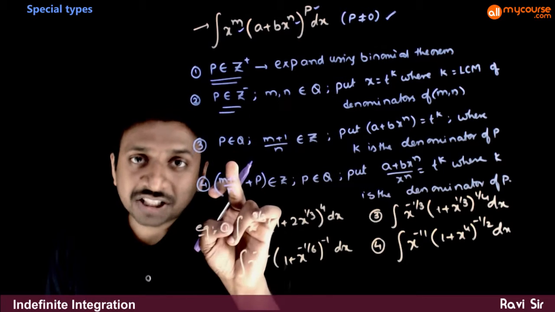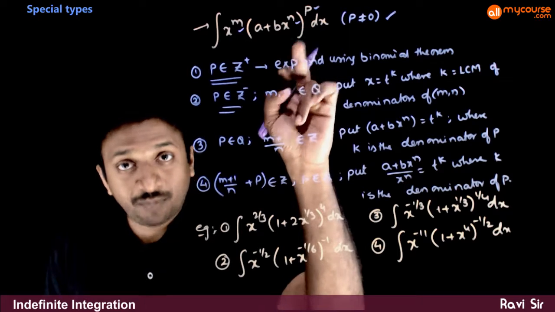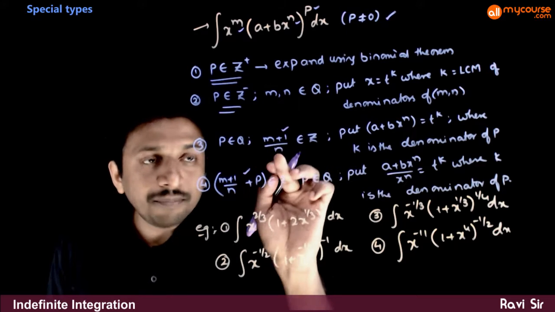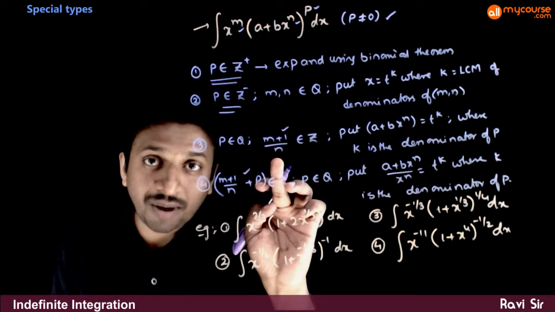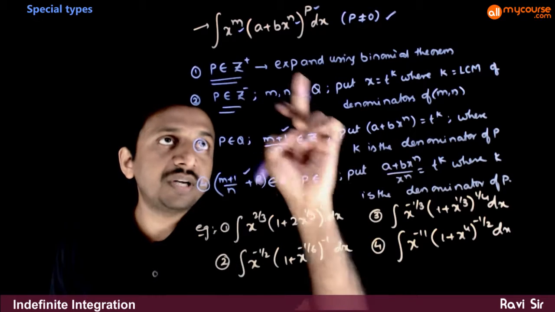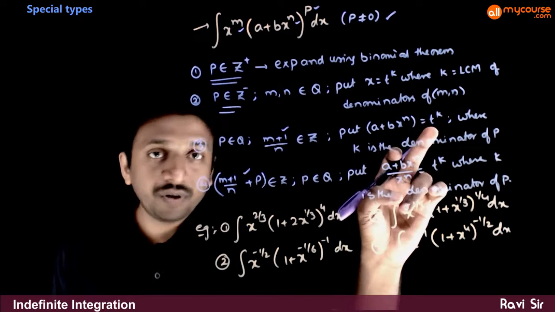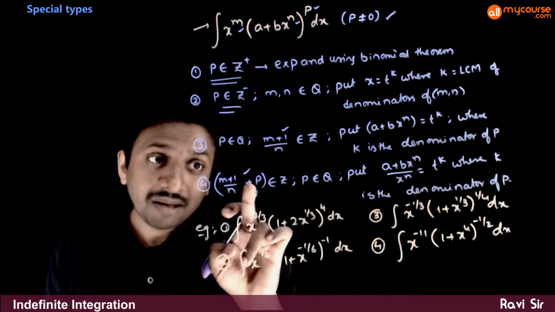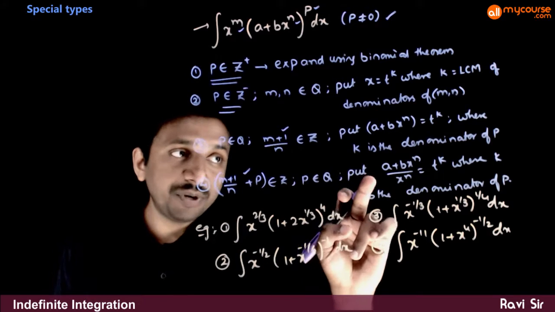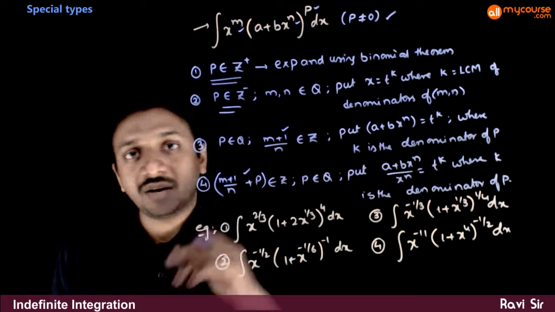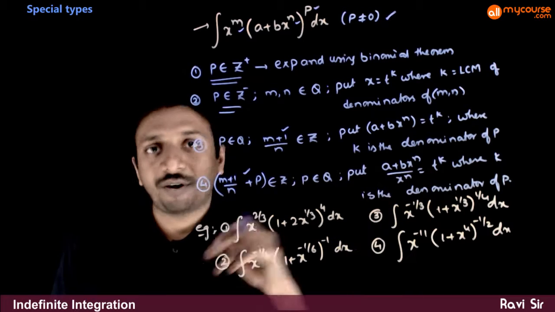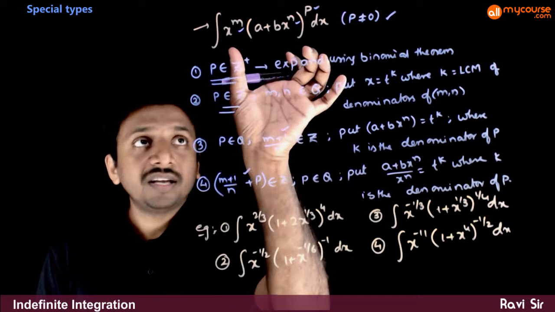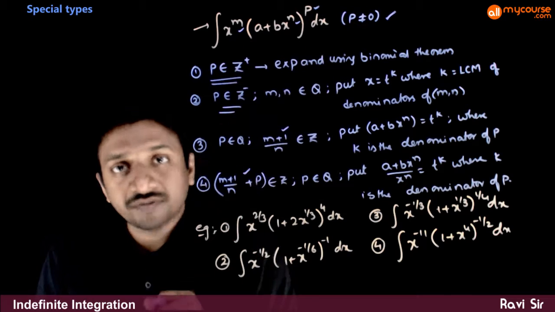And if p is a rational number, instead of being an integer, either positive or negative, you need to check (m plus 1) by n. So if (m plus 1) by n is directly an integer, you just need to put a plus b x power n is equal to t power k, where k is the denominator of p. And if (m plus 1) by n plus p is an integer, then you have to put (a plus b x power n) by x power n is equal to t power k, where k is the denominator of p. So these are the 4 different cases which can be solved for the integrals of this form.